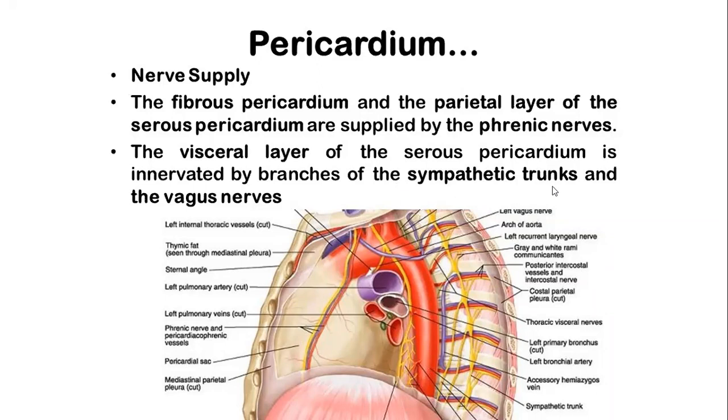The sympathetic contribution arises from the sympathetic chains that are located parallel to the vertebral column on both sides of the body, right and left, and the vagus nerves. The vagus nerve is basically the 10th cranial nerve, carrying the parasympathetic component as well. So I hope the nerve supply to the pericardium is clear.